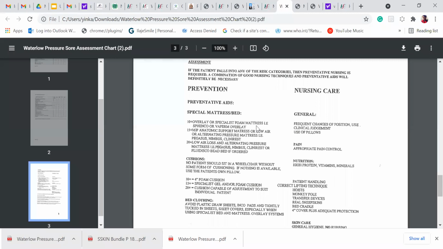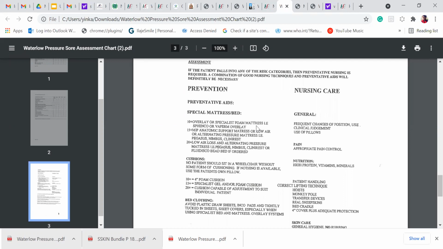Use your clinical judgment, and you may use pillows as appropriate. For a patient that scored 20 plus, you require a low air loss or an alternating pressure mattress. And they might need pain control for that kind of patient. Cushions may also be required. So you see the different types of cushions as they apply to the different Waterlow scoring.